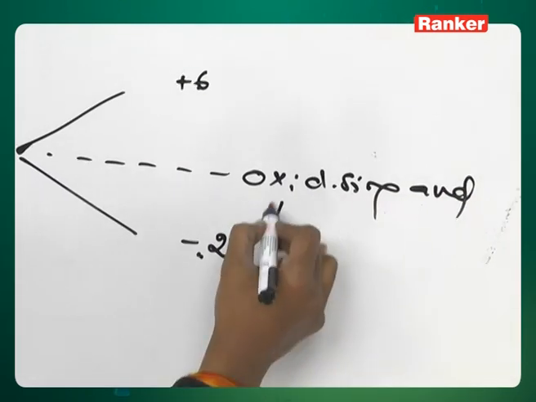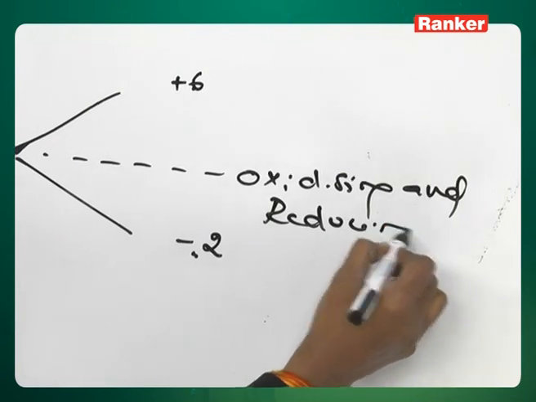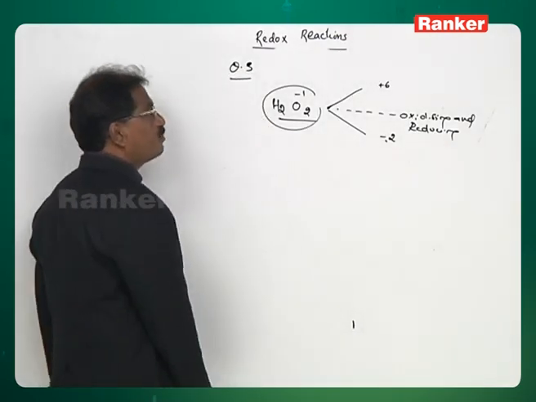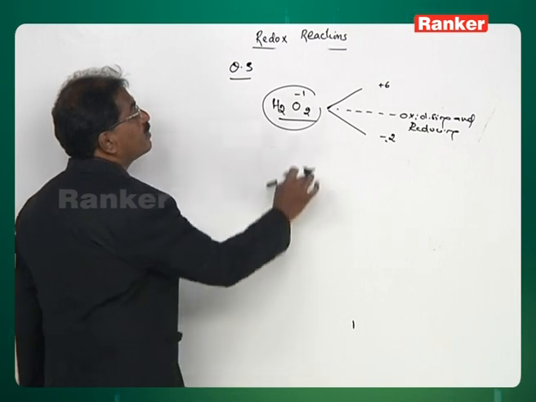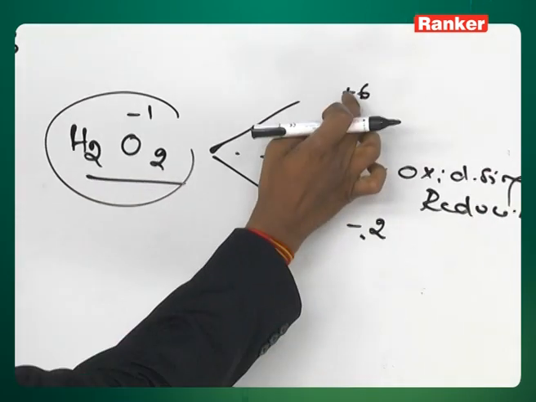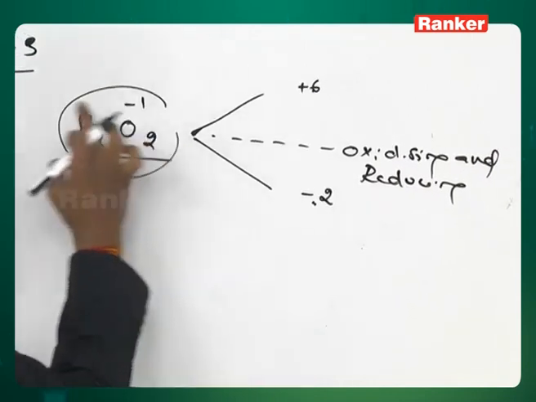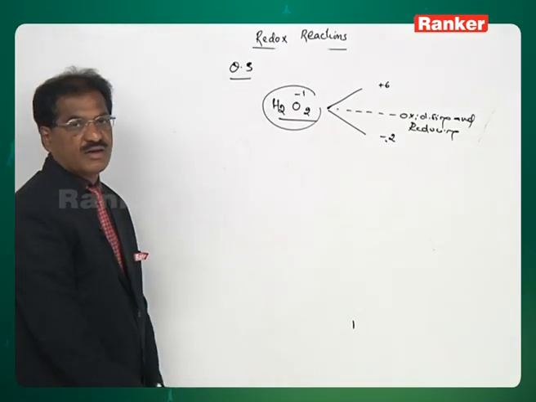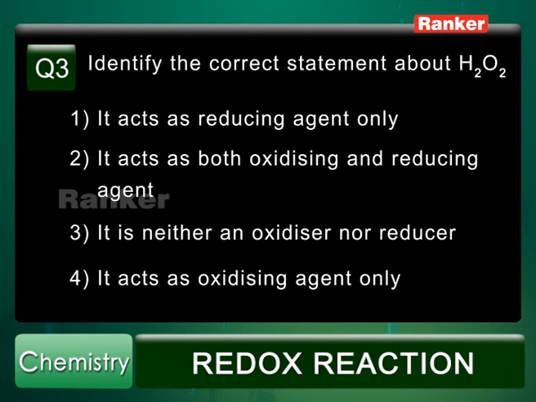Oxidizing and reducing. So, not only in this example, in any other example, if any one atom exhibits one of the intermediate oxidation states between the highest value and the least value, then the entire compound will act as both oxidizing and reducing agent. Therefore, answer is 2.